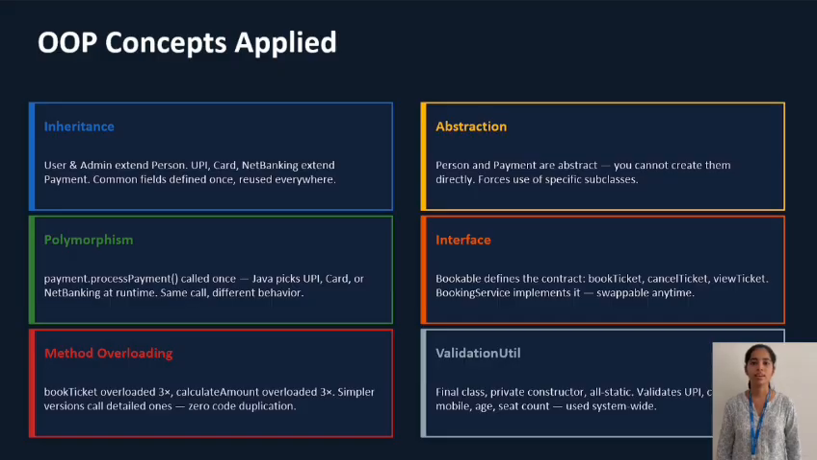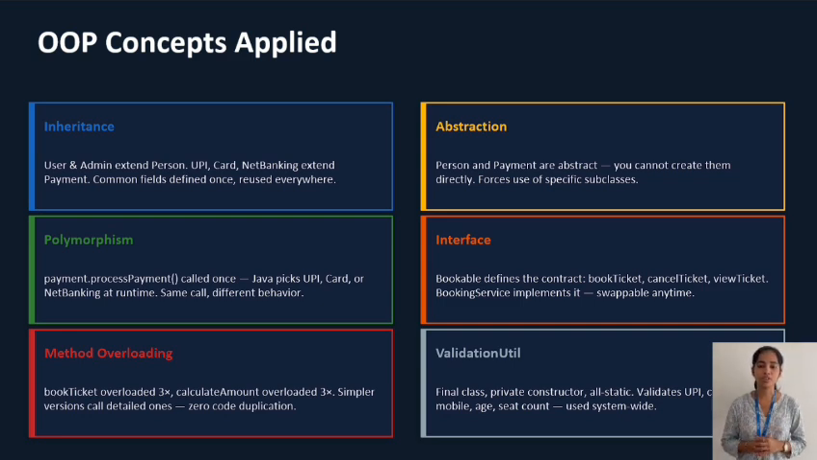Thank you. My name is Sushanita, and I'll explain the object-oriented programming concepts we have implemented. First is inheritance. We have used inheritance in two places. First, User and Admin both extend Person. So name, age, mobile, and email are defined once in Person and reused in both. Second, UPI payment, card payment, and net banking payment all extend Payment. So common fields like payment ID and amount are defined once.